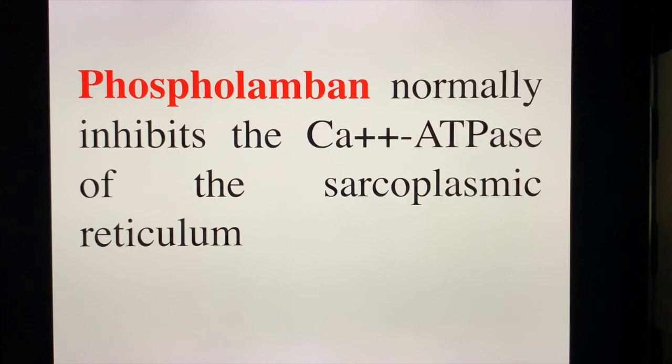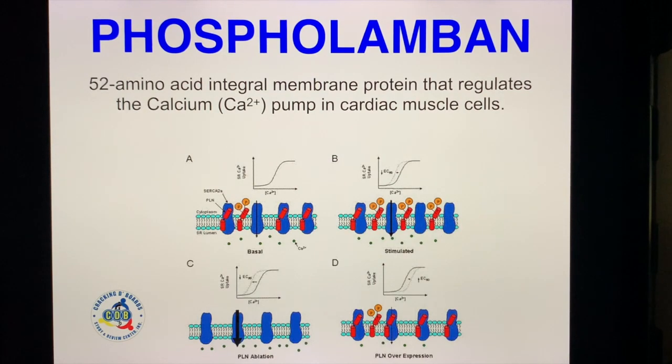Phospholamban. This protein normally inhibits the calcium ATPase of the sarcoplasmic reticulum of the cardiac muscle. Now, please remember, the sarcoplasmic reticulum is the organelle in the cardiac muscle which releases the calcium and it sequesters the calcium. So during muscle contraction, the sarcoplasmic reticulum releases the calcium, and during relaxation, the sarcoplasmic reticulum sequesters the calcium. So what is phospholamban?